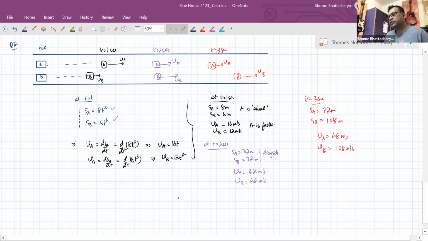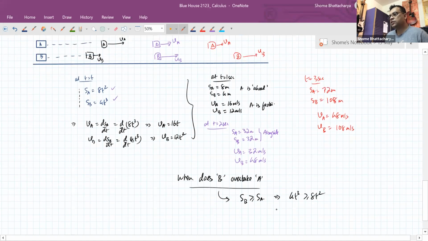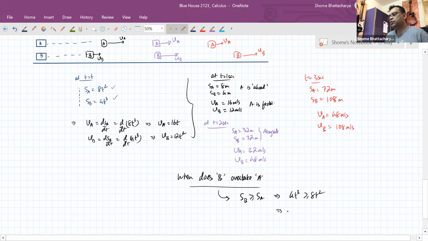Yes, sir. So if I want to find when does B overtake A. So for B to overtake A, the condition is that the displacement of B should become greater than or equal to the displacement of A. At the instant when it becomes equal to, that's when it starts to overtake. So the condition for this is that 4t cube should become greater than or equal to 8t square. So this is what we have to solve. And when we solve this, we'll see that this is for t greater than or equal to 2 seconds.